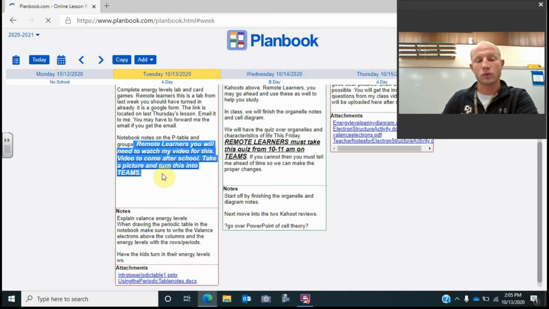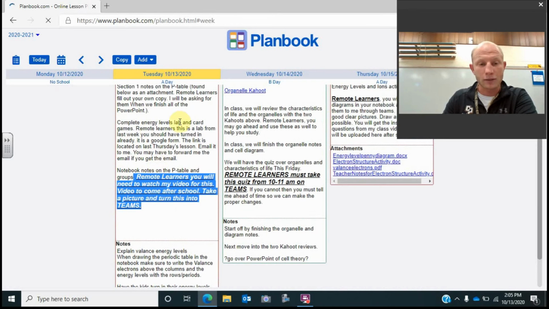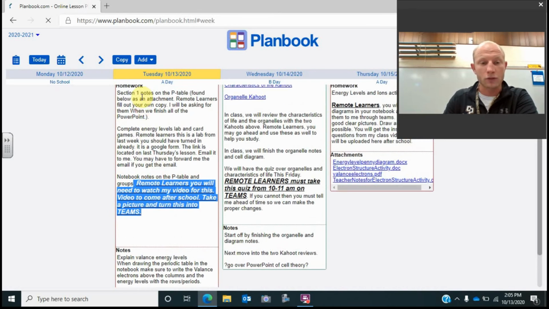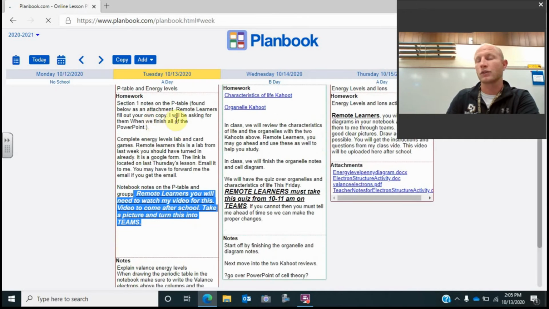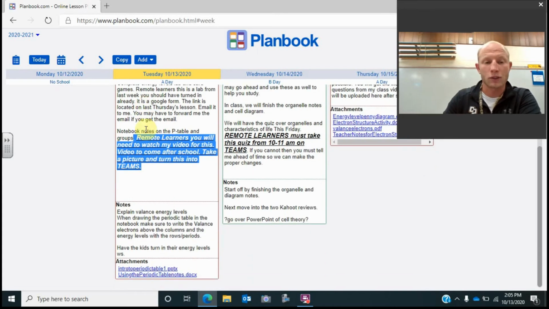So we're going to do some notes right now. Before you do that, in class today I said we're going to get through the first section of section 1 of notes in the periodic table found below. Remote learners, fill out your own copy. I will be asking for your full PowerPoint notes later on, but we only got through section 1 today.